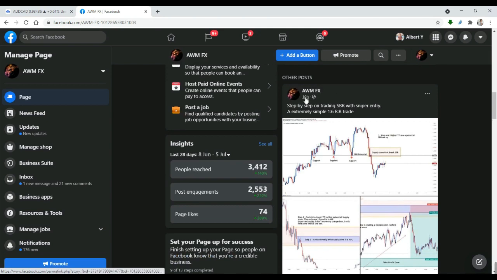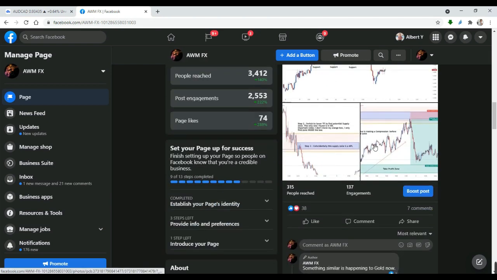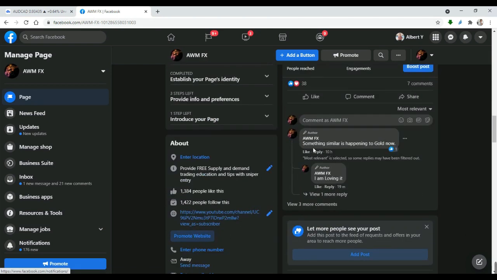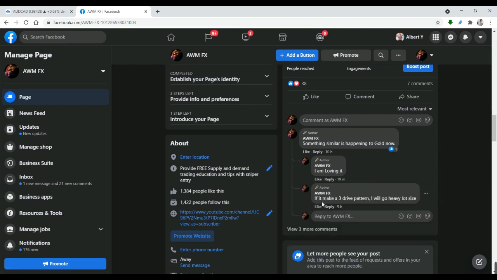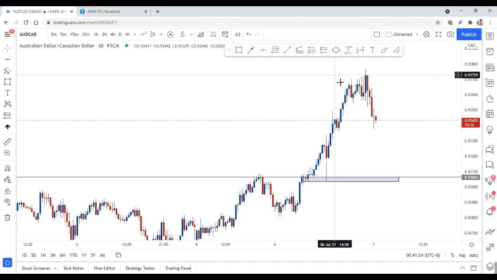So over here, I shared 10 hours ago and I commented something. Something similar is happening to gold now. Then I put another reply to myself again so that you guys can see if it makes a 3 drive pattern, I will go heavy lot size. So what is a 3 drive heavy pattern?